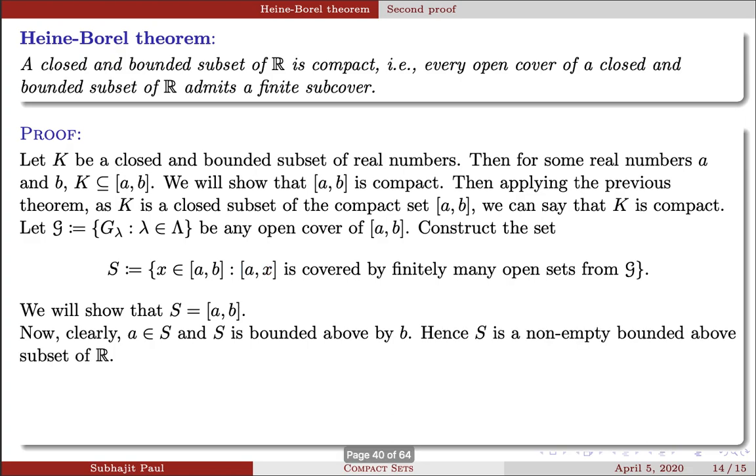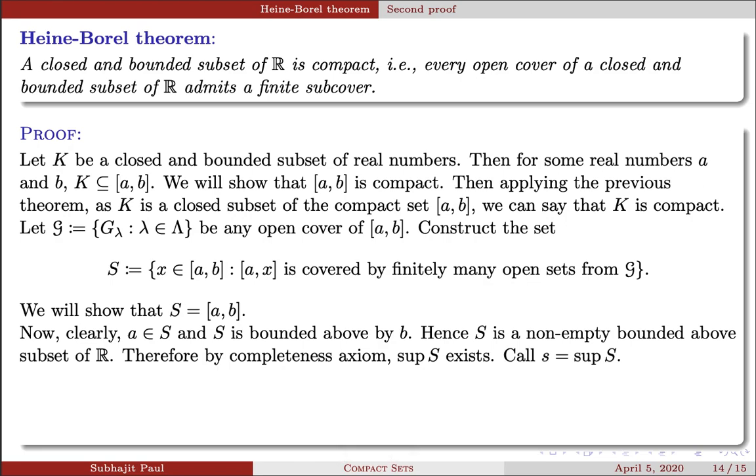What does this imply? This implies S is a non-empty bounded above subset of R, and hence we have the completeness axiom on our pedestal. So by the completeness axiom, the supremum of S exists. Call the supremum of S as small s. Now, of course, this s will be smaller than or equal to B.